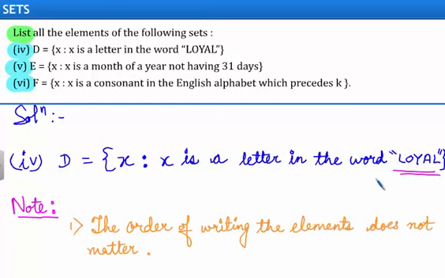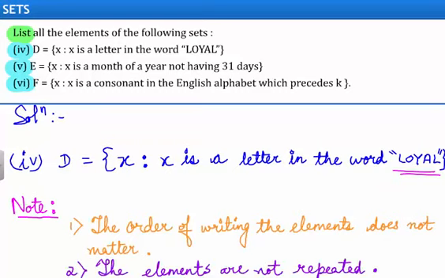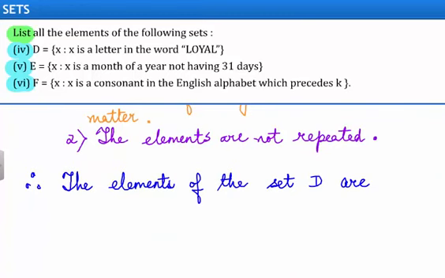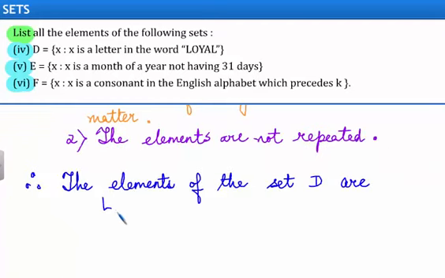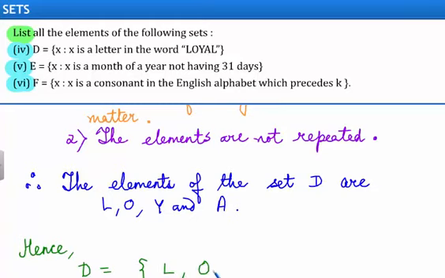Now, by writing down the elements of a set, you should keep two things in mind. The order of writing the elements does not matter. And the second point is, the elements are not repeated. Therefore, the elements of the set D are L, O, Y and A. Hence, the set D is equal to L, O, Y, A. So this completes the fourth part.